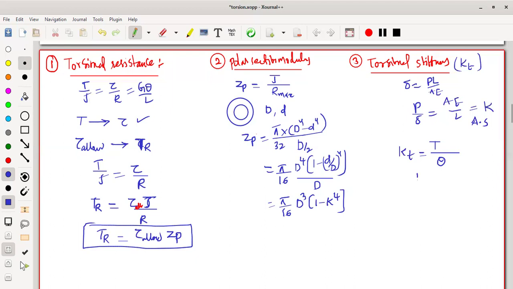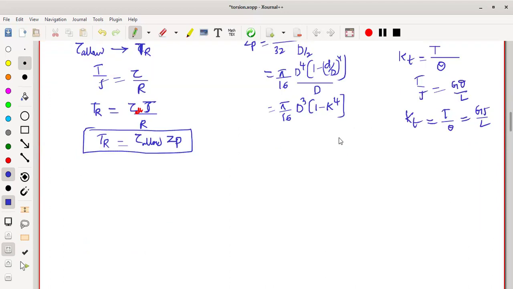So from these two relations, that is T by J is equal to G theta over L. So from this KT, you can write it as T by theta is equal to GJ over L. Okay, so these are three important parameters that you have to note. Next, I would like to go with the problems.